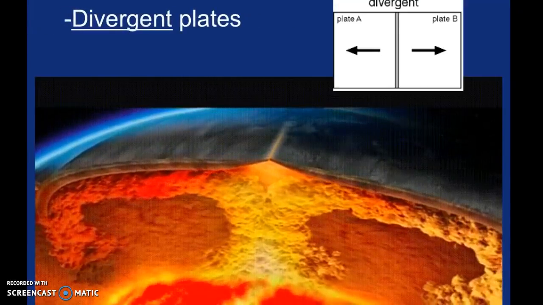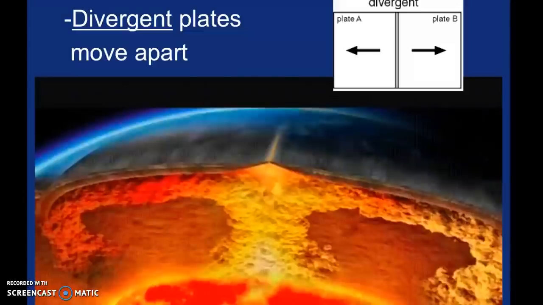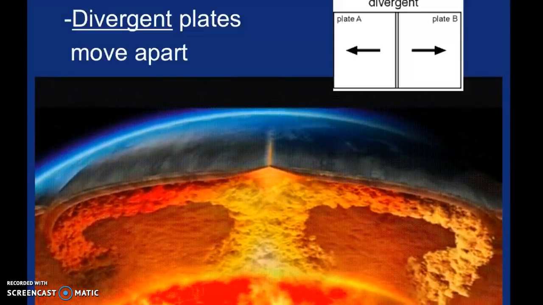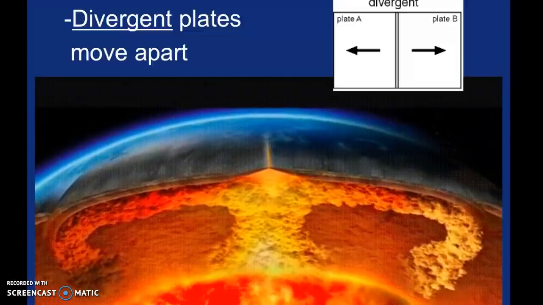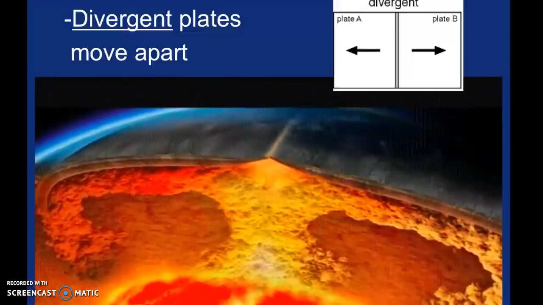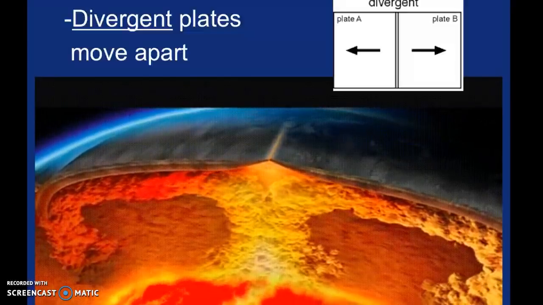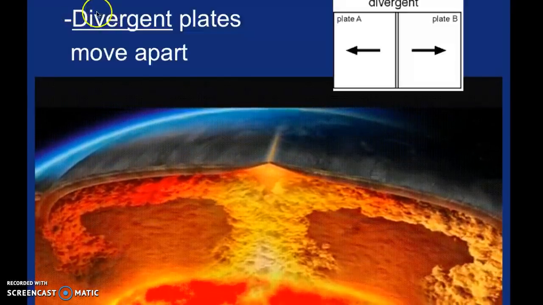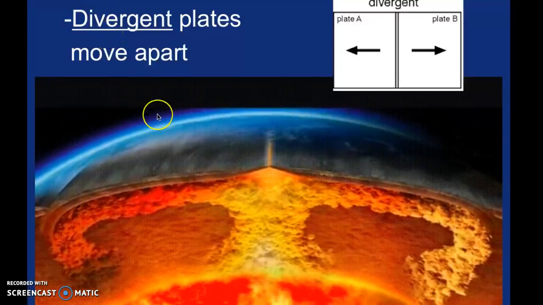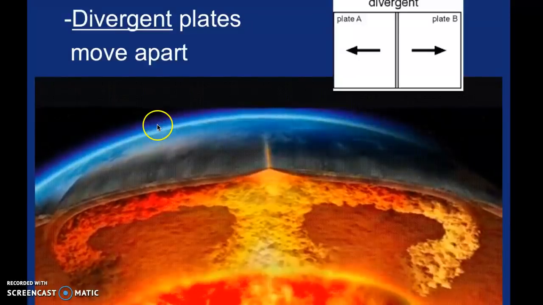One type of boundary that you might see at tectonic plate activity areas is going to be divergent plates. Your stem di refers to the same thing as bi, which means two. So the plates are going to be moving in two different directions. Your stem verge refers to turn or slant. So literally those two plates are going to be moving in different directions.